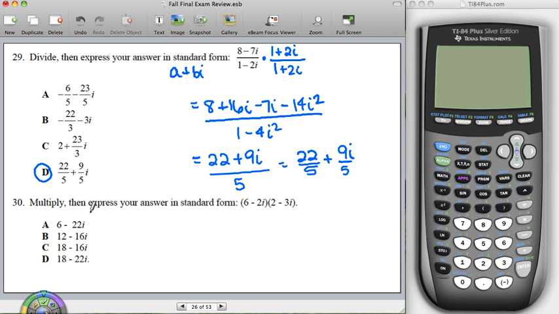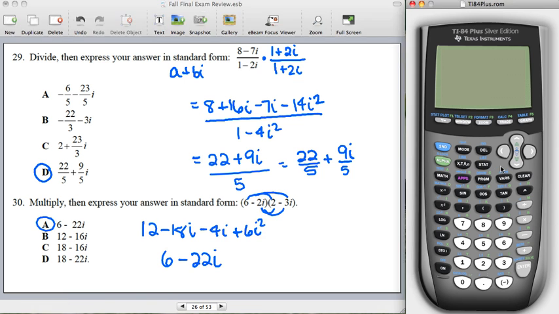And then 30, multiply, then express your answer in standard form. This you can multiply on the calculator if you want to, or you can FOIL it out. 6 times 2 is 12. 6 times -3i is -18i. -2i times 2 is going to be -4i. And then plus 6i squared. So that gives me 12 minus 6, because i squared is the same thing as -1. And then minus 22i. So my solution for that is going to be A.